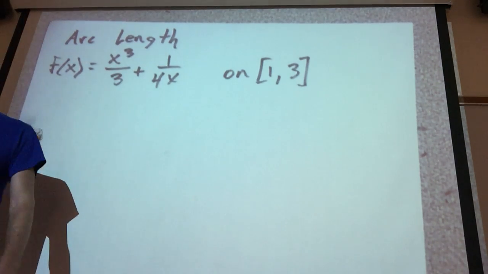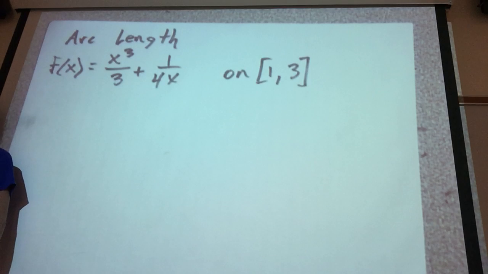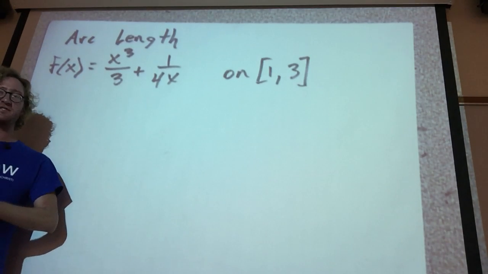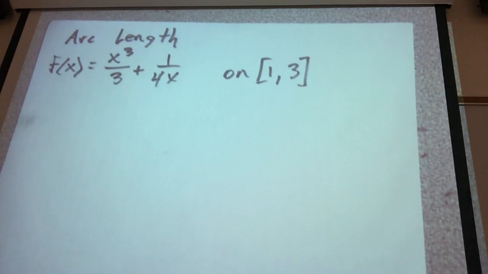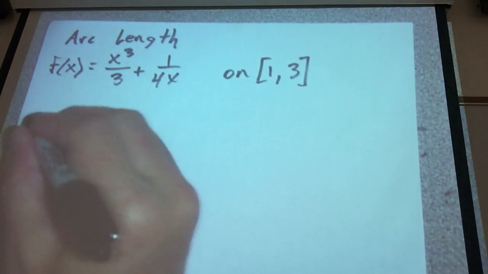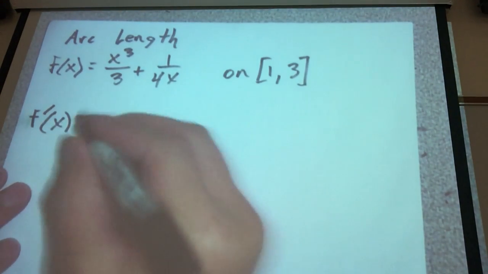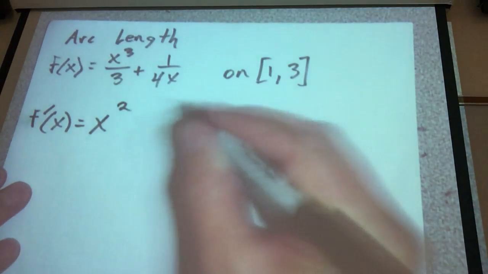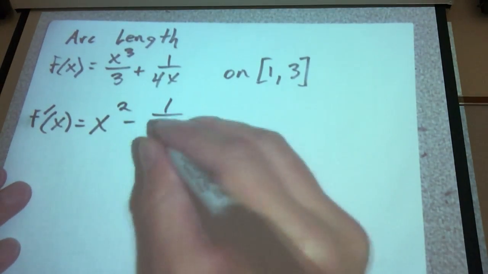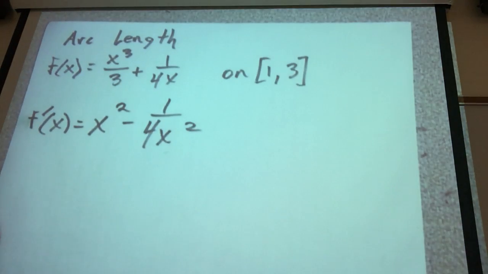Okay, so these next two problems are going to be arc length and partial fraction decomposition, okay? So when calculating arc length, the first thing we want to do is take the derivative, okay? So f prime of x, the derivative of x cubed is 3x squared, but the 3's are going to cancel each other out. Then minus 1 divided by 4 x squared, right?